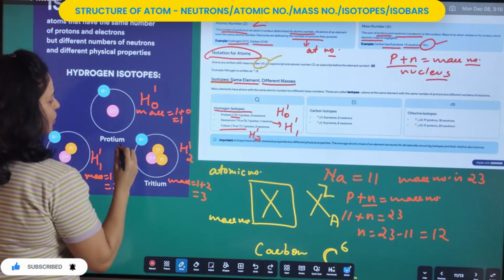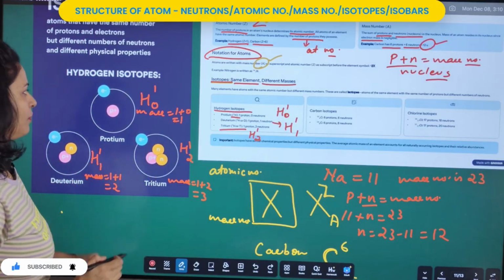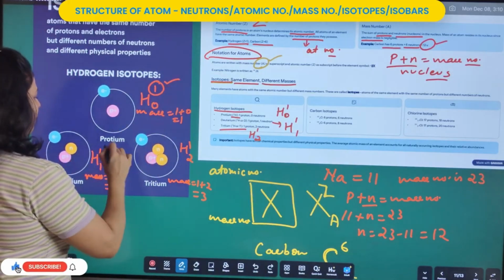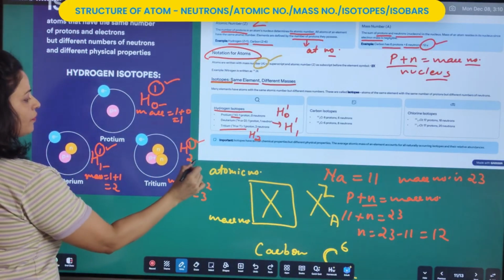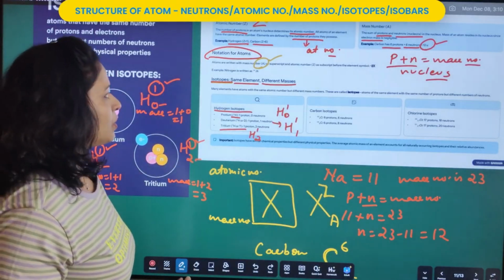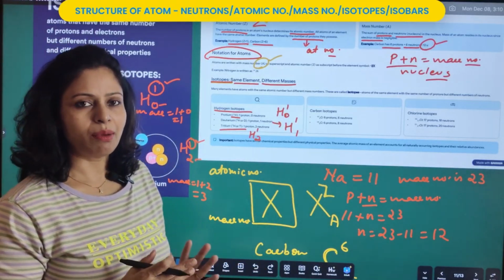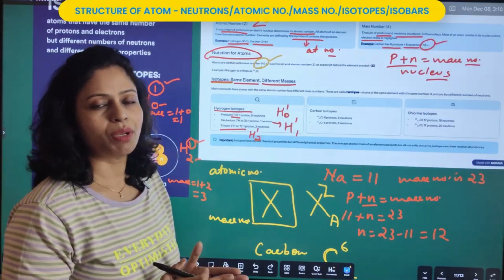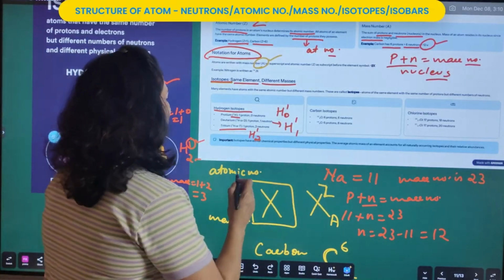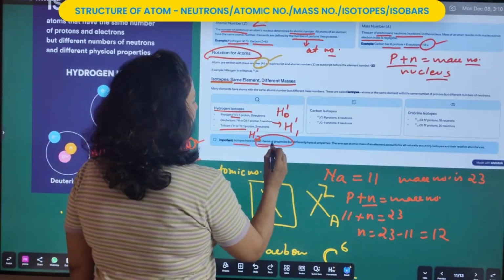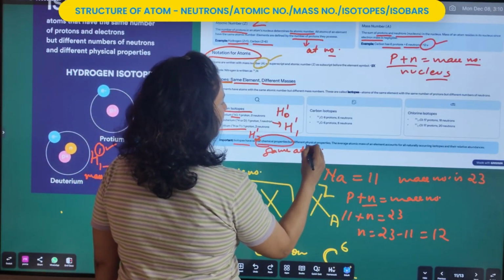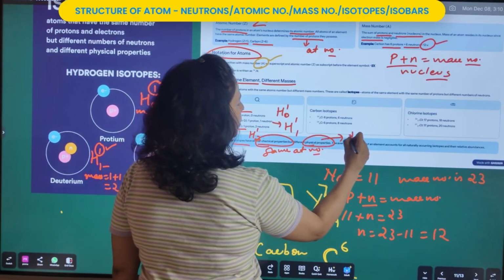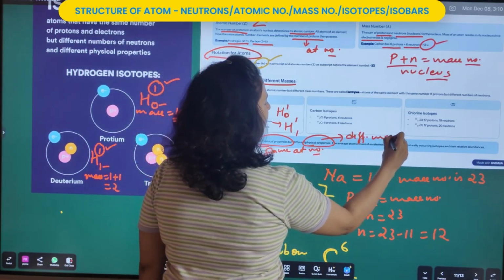Right? So here if you see, masses are different. Atomic number is the same, atomic number 1, 1. But the mass numbers are different. Okay? So such elements are atoms of the same element having the same atomic number but different masses. So isotopes will have similar chemical properties because they have the same atomic number. But they have different physical properties because they have different mass.